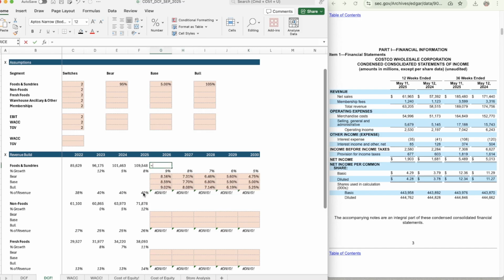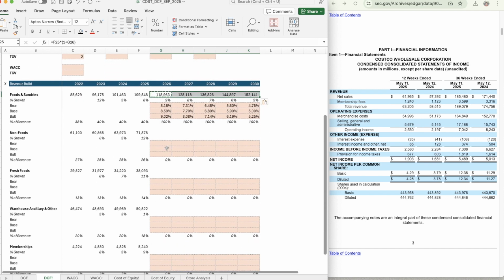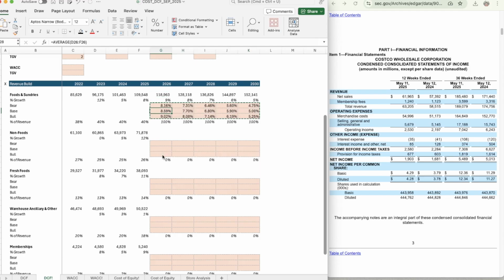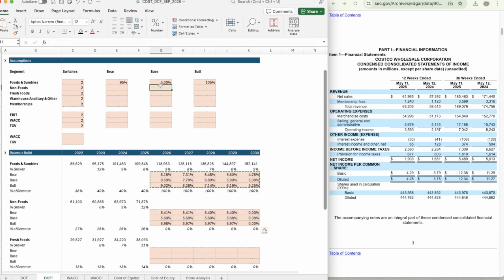Yeah, then we go the previous year multiplied by 1 plus the growth rate. And there we have it. And now what we want to do is we have to do the same for all of these. So if I copy this down now, this should work. And we're going to non-foods, again, let's put 5% for now.